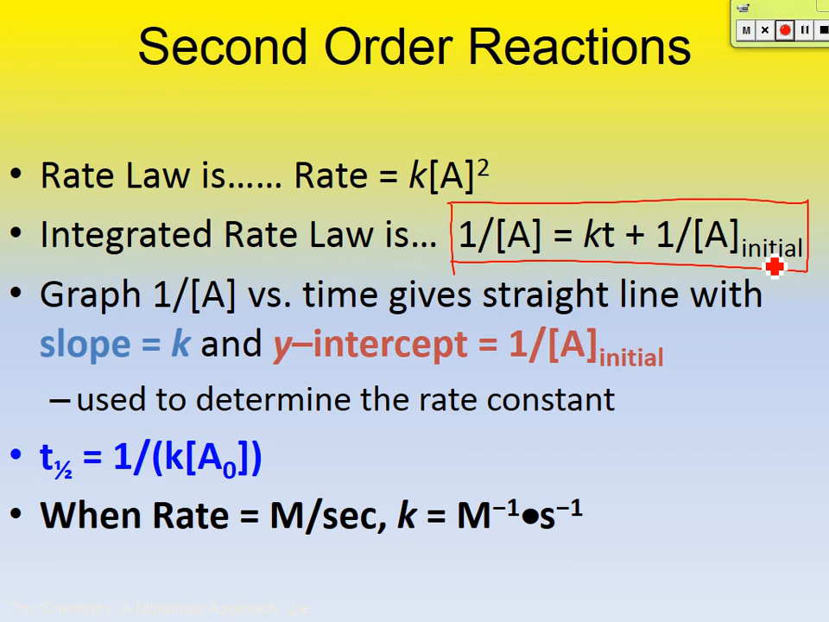Again, it's going to follow the equation of a line, y is equal to mx plus b. The half-life of a second order reaction is given by this equation here. Half-life is 1 over the rate constant times the initial concentration of your reactant.